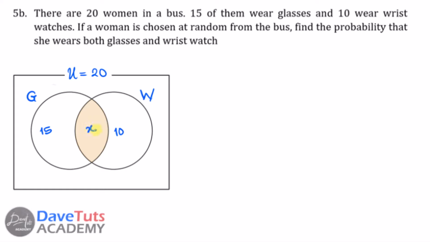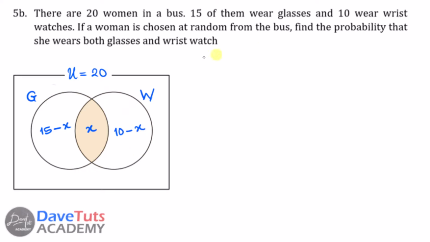Since the whole of those that are wearing glasses is 15 and now X is being taken out of it, then glasses only will be 15 minus X, and the same thing for wristwatches. Wristwatches only will be 10 minus X. So the combination of all this is going to give us 20.